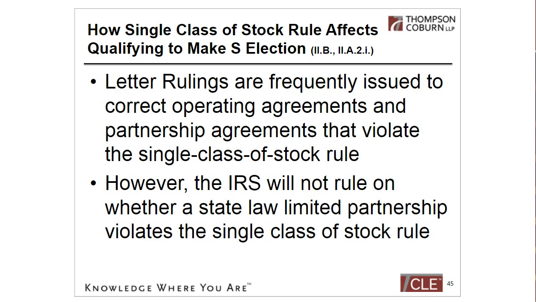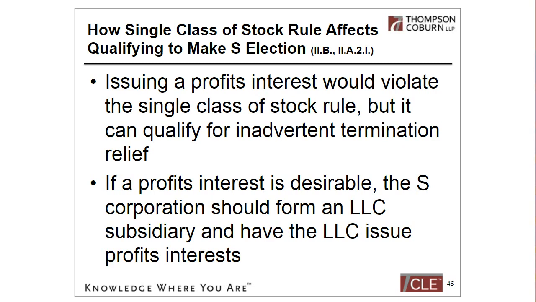Letter rulings are frequently issued to correct operating agreements or partnership agreements that violate the second class of stock rules, but the IRS will not rule in advance whether your state law limited partnership violates those rules. This is specifically in the IRS's review procedure dealing with issuing private letter rulings. It says that, and it's been that way for a number of years.